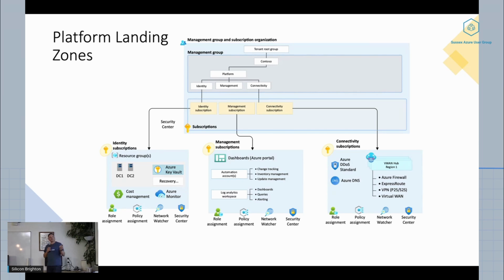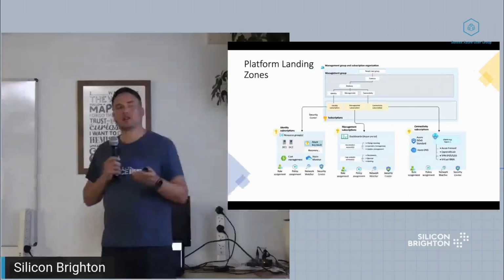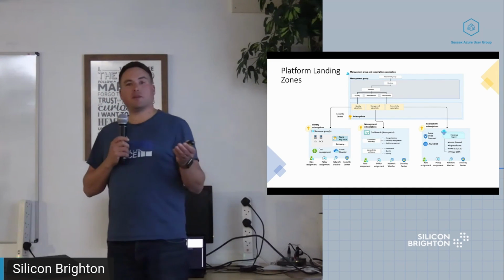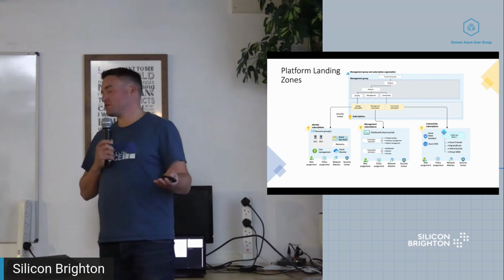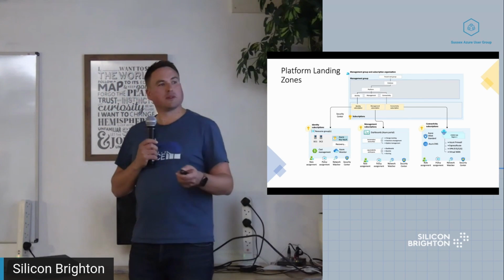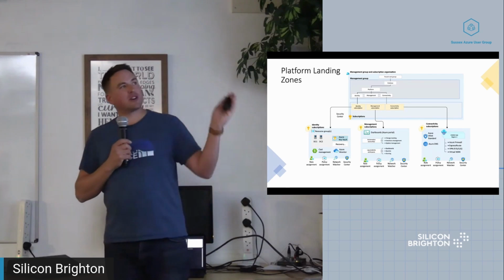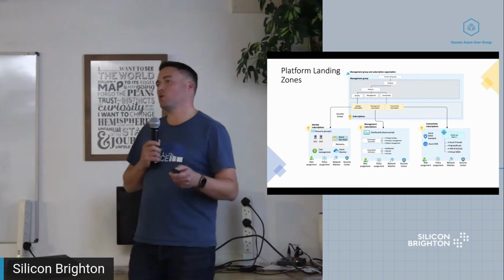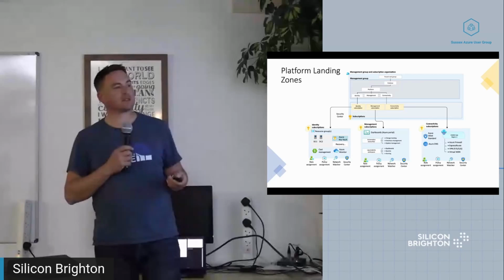And the connectivity subscriptions really are that. There are different models depending on which one you choose. We went for the Virtual WAN hub, but there's also options for VNet hubs as well. So this kind of forms your platform landing zone before you attempt your workloads, your applications.